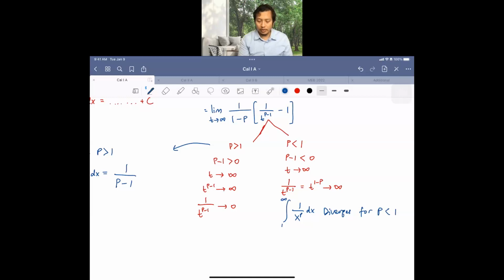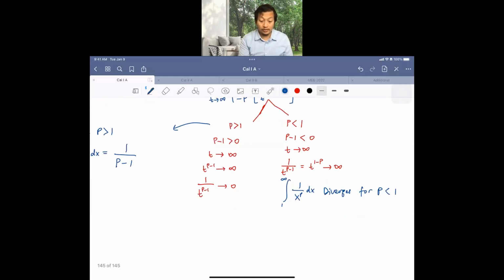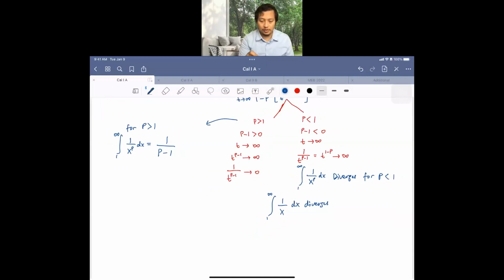Now for p equal to 1, we already did it in the previous sections, and it diverges, right? So we could conclude that for p greater than 1 it is convergent, and for p less than or equal to 1 it is divergent. This is for the integral from 1 to infinity of 1 over x to the power of p dx.